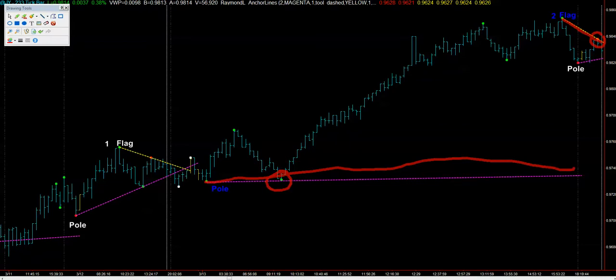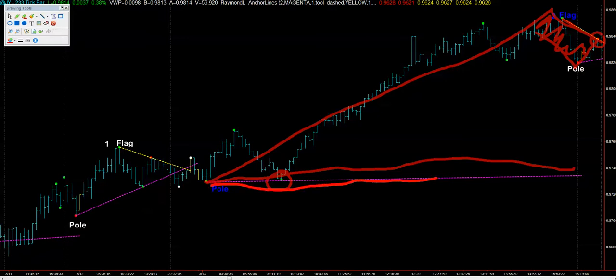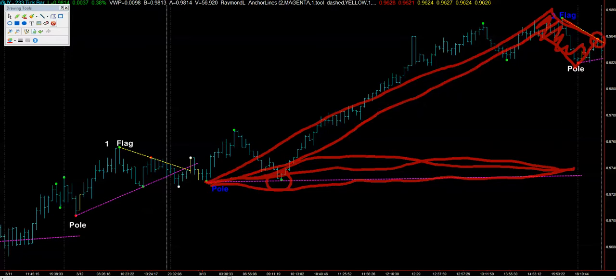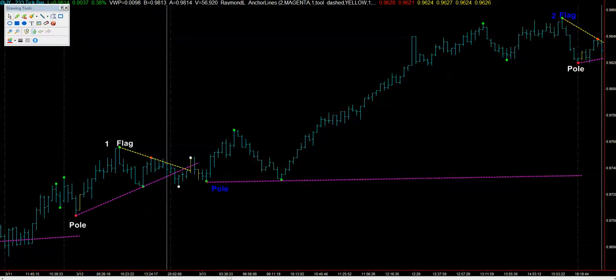When we come to measure, the pole is going to look something like this. The flag pole will look something like that. Okay, that's the idea. That's a nice looking flag. Even though the trend line pole is down here, the measurement of the pole is going to be like that. Okay, so we move on to number 3.